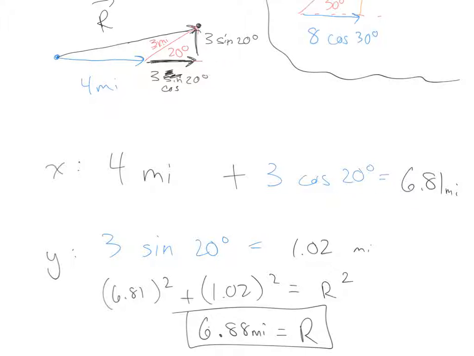A person walks 4 miles east and then turns to walk 3 miles at 20 degrees northeast. That's what it would be given as. Determine the actual displacement of the person. All right? Most likely it will not give you diagrams on this stuff. It'll be words. You have to come up with the diagrams.